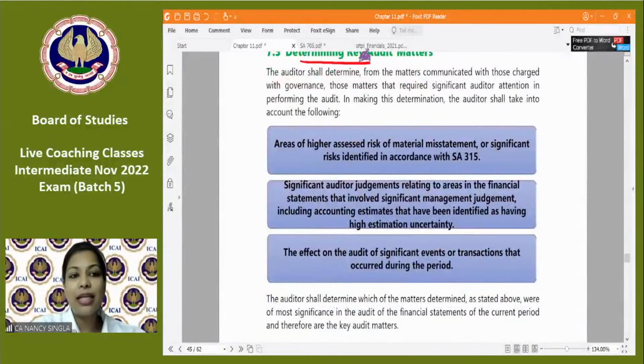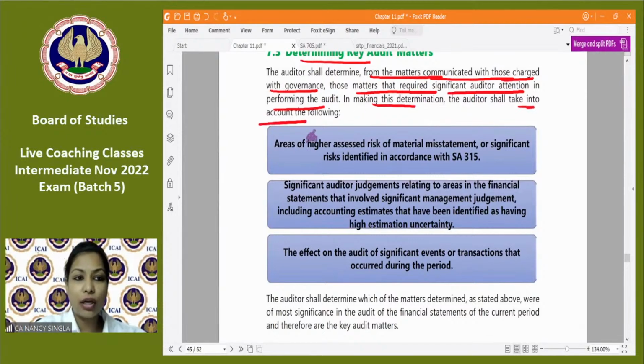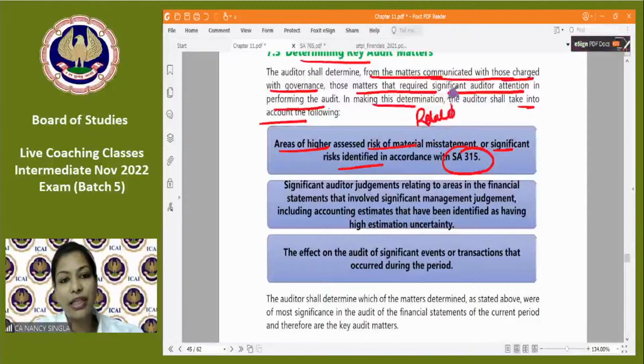सो कैसे डिटरमाइन करना है? That out of the matters communicated with those charged with governance, the matters that required significant auditor attention in forming an opinion, and in such determination the auditor shall take into account areas of higher assessed risk of material misstatement or significant risk identified in terms of SA 315. I gave the example of related parties.